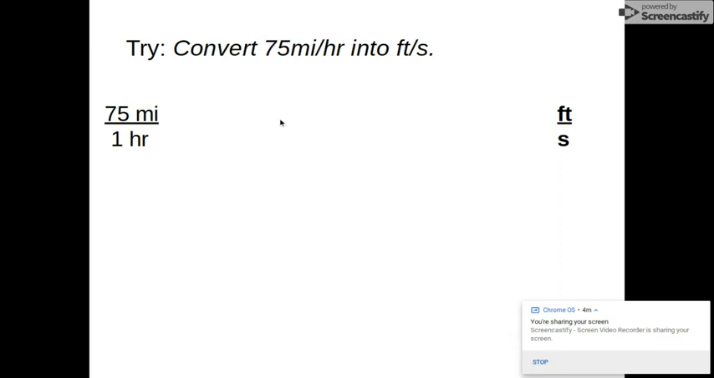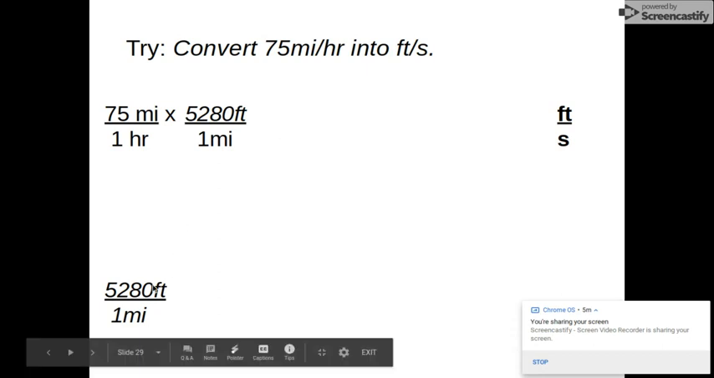So now, really, all we have to do is tackle one part of the fraction at a time. So just ignore either the numerator or the denominator and work on the other part of the fraction. So I like to just ignore the denominator first and focus on converting the numerator, and then focus on the denominator at a later point. So let's do that. So we need to get 75 miles into feet. So what conversion factor do we have that gets us from miles to feet? We have the conversion factor, 5,280 feet for every 1 mile.